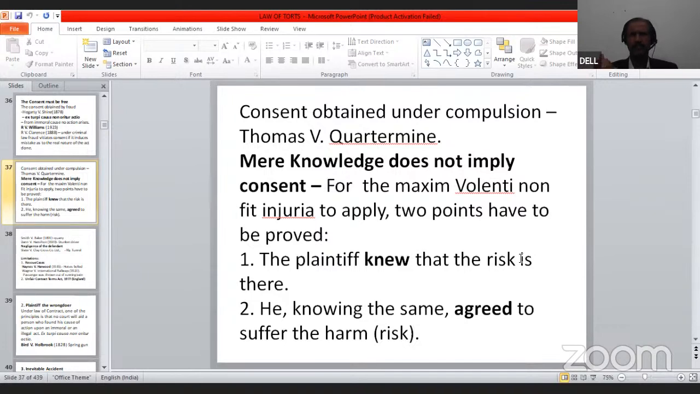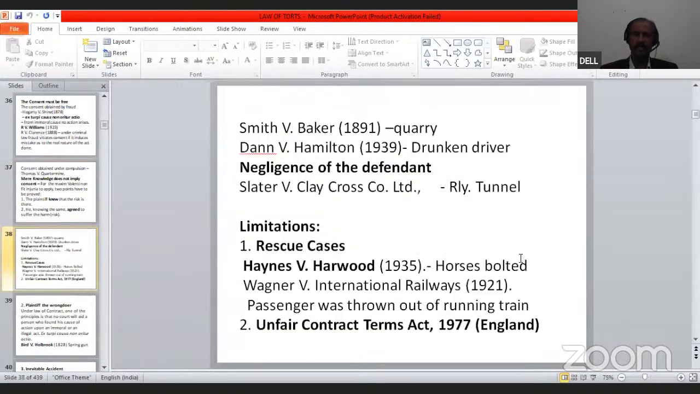Next, you can directly take up the essentials of voluntary not fit injuria. One is knowledge, which you must identify. Then, knowing the risk, he has given consent, agreed. Note that I have bolded these two: knowledge and agreed, of course, agreeing to suffer the risk. When the defendant proves these two essentials, he can escape from the responsibility, of course. It's always there. Cases are Smith versus Baker, Dann versus Hamilton, Slater versus Clay Cross Company, and many others.